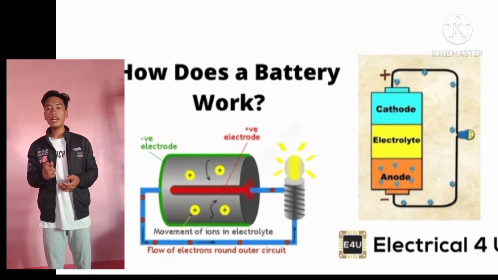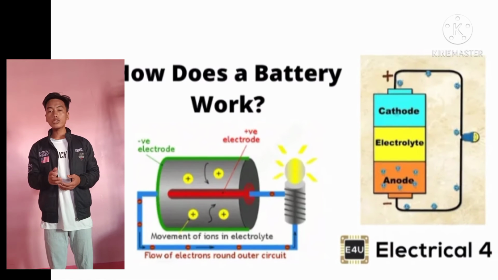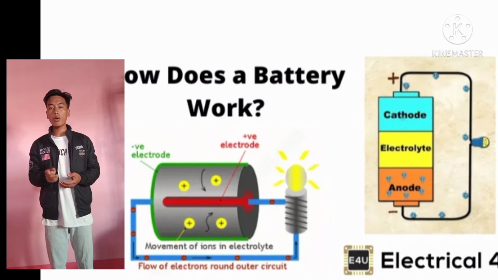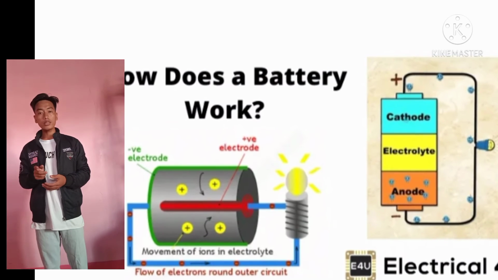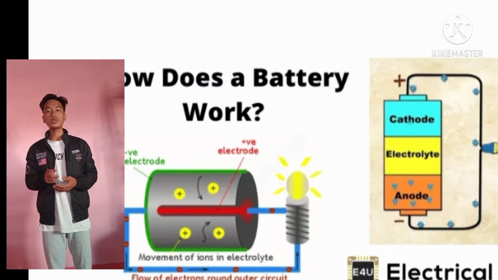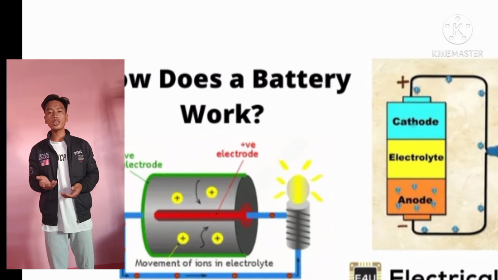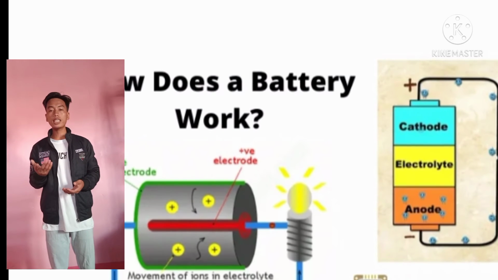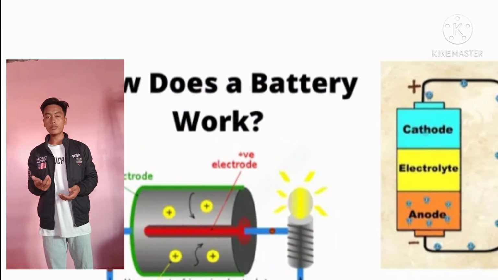To balance the flow of electrons, charged ions also flow through an electrolyte solution that is in contact with both electrodes. The different electrodes and electrolytes produce different chemical reactions that affect how the battery works, how much energy can be stored, and its voltage.